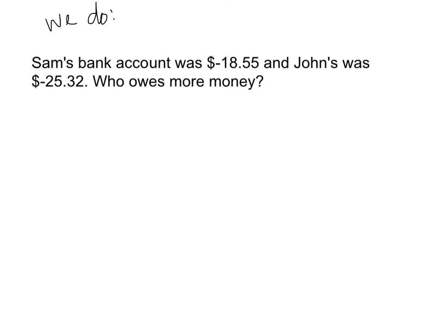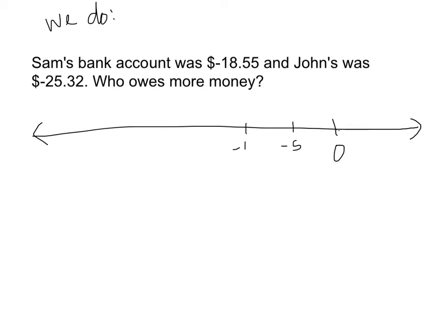Okay then, so let's do the we do. Go ahead and copy this question down. Sam's bank account was negative $18.55, and John's was negative $25.32. Who owes more money? So we could use a number line again. Both of them have negative dollars, so I'm going to stick the 0 way over to this side. And I'm going to count by 5's. Negative 5, negative 10, negative 15, negative 20, negative 25, negative 30.